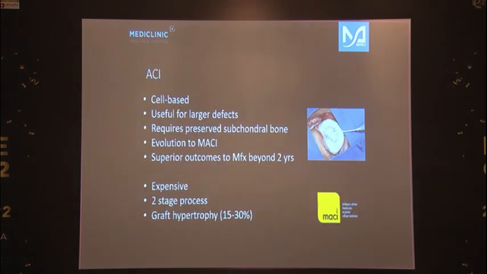So ACI, Professor Holtz did mention ACI earlier. This is a cell-based technique, again, varied availability around the world, but certainly very, very expensive, 2-stage. And there are issues with graft hypertrophy in particular with the 2-stage ACI techniques. And certainly in the UK, where I did more of these, we did see this quite a lot, and we ended up doing a lot of 2nd-stage procedures, arthroscopies, debridements, and so on.